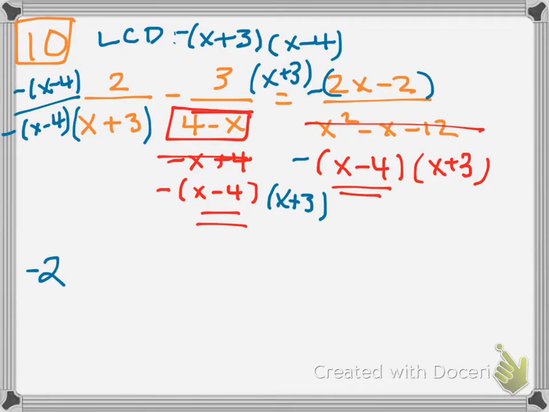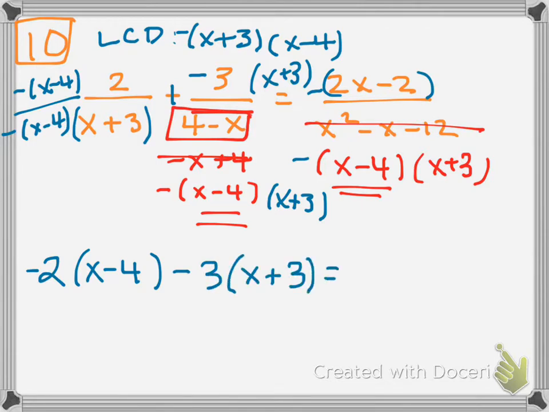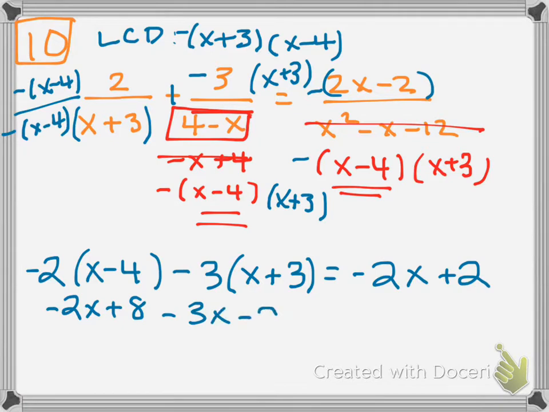So this is the first fraction in the left-hand side, negative 2 times x minus 4. Then remember we have this negative right here, so we have minus 3 times x plus 3 equal to negative 2x plus 2. I just distributed that negative. So now we solve. Negative 2x plus 8 minus 3x minus 9 equal to negative 2x plus 2.